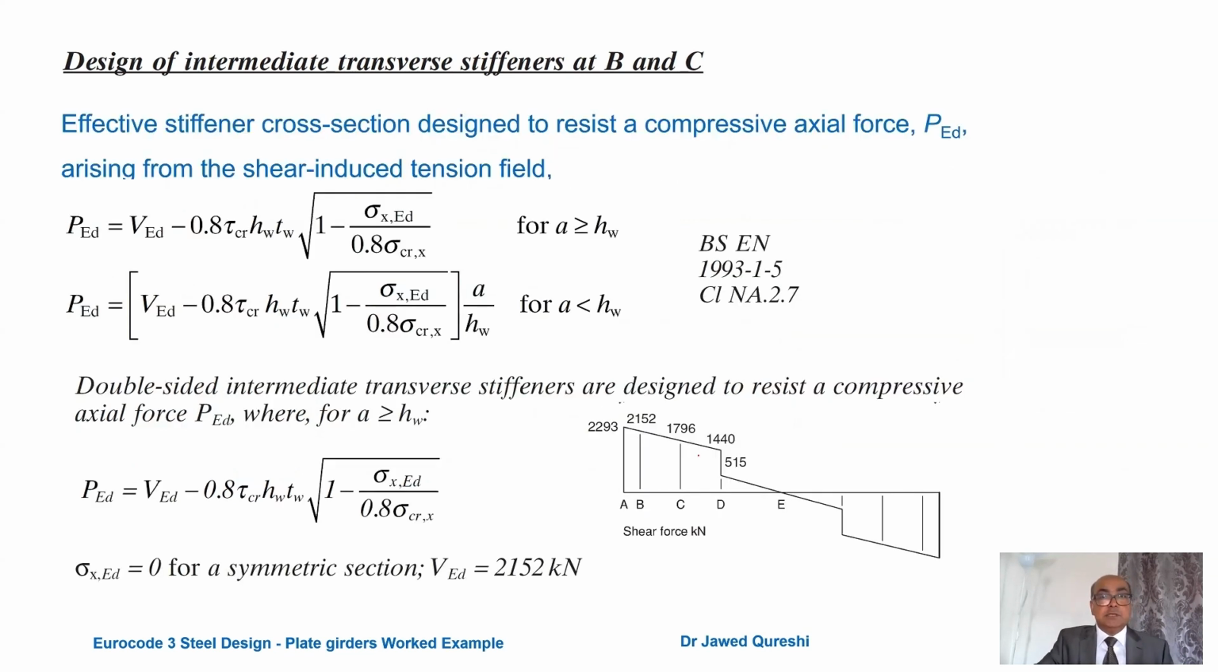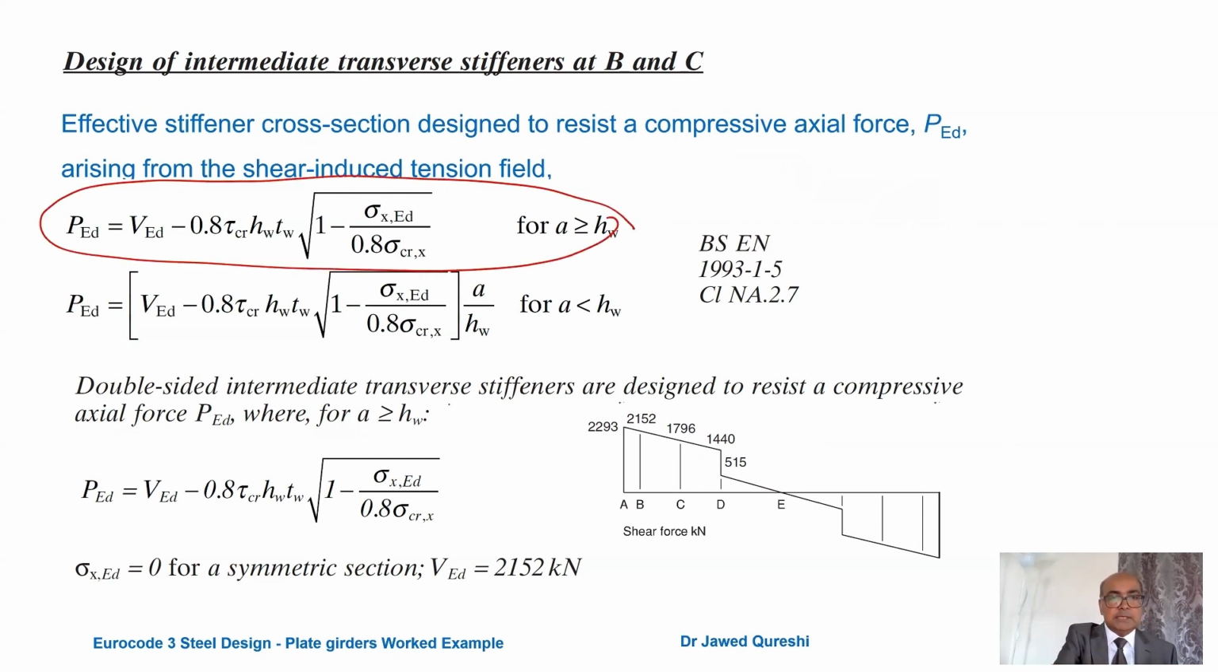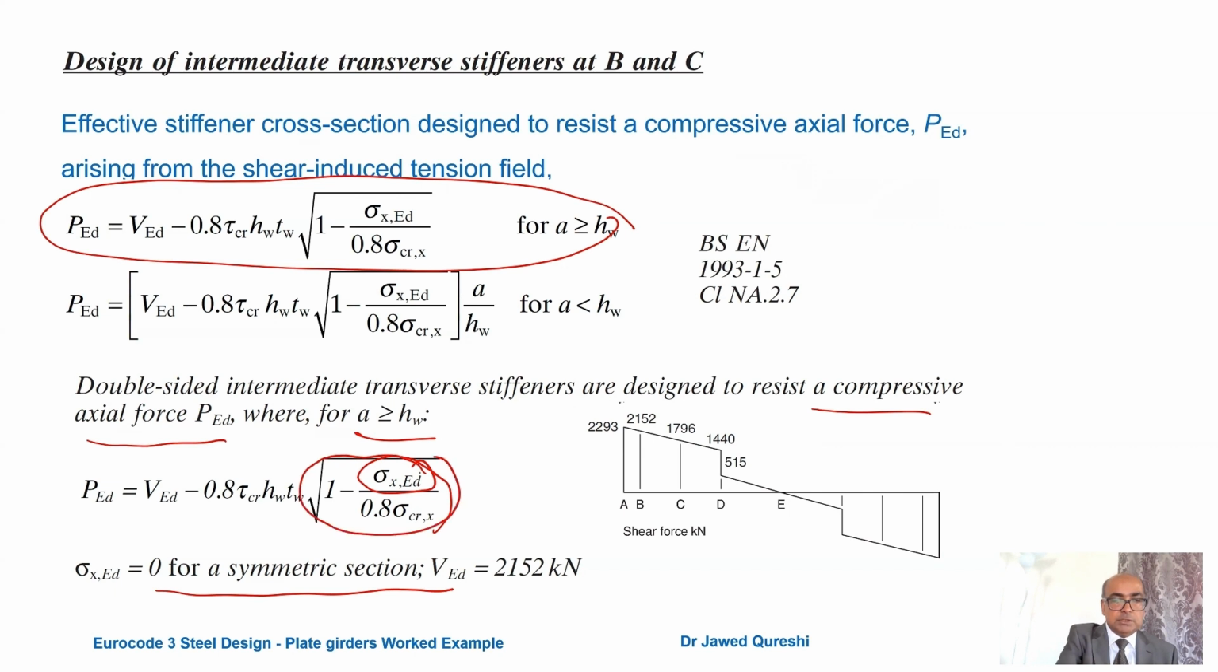The effective stiffener cross section should resist a compressive axial force PED arising from shear induced tension field plus any other applied load. Here we don't have any other applied point load, so simply we'll be using these two formulas. As A is greater than HW, I think we'll be using the first formula. Double-sided intermediate stiffeners are designed to resist a compressive axial force PED. Here A is greater than HW. Sigma X ED is this value. For symmetric sections, it is 0. It means that this entire portion is going to be equal to 1. VED is applied shear, which comes from here, which is 2152 kilonewton. We have to replace these values here.